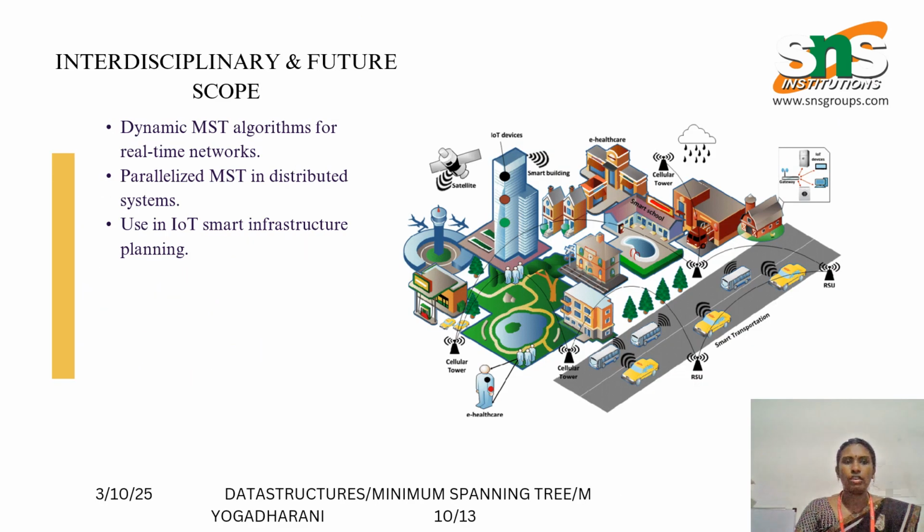And then I move on to interdisciplinary and future scope. Looking ahead, minimum spanning tree concepts are evolving in modern systems like IoT and smart cities. Connections change dynamically, and dynamic minimum spanning tree algorithms handle such updates efficiently. In distributed computing, parallel minimum spanning tree algorithms speed up computation across networks and are essential for big data and AI infrastructure design.